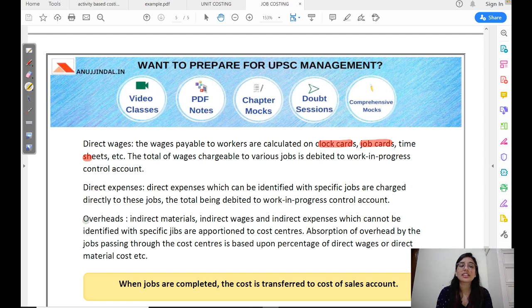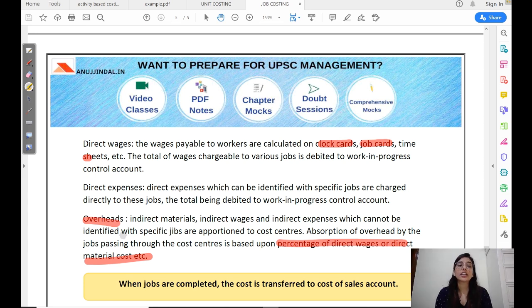Now only overheads are left. So for overheads, what we do is we try to apportion these overheads to the cost center, right? Now these overheads are apportioned to the cost center on the basis of the percentage of direct wages or the direct material cost used, right? So as you all know, when we absorb or apportion the total overheads, we divide the total overheads by a base unit. That base unit could be direct wages, direct labor, machine hours, and so on, right?